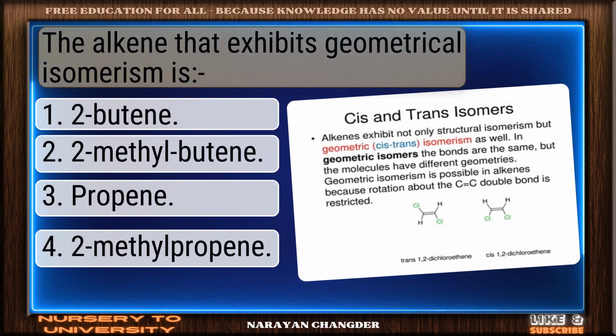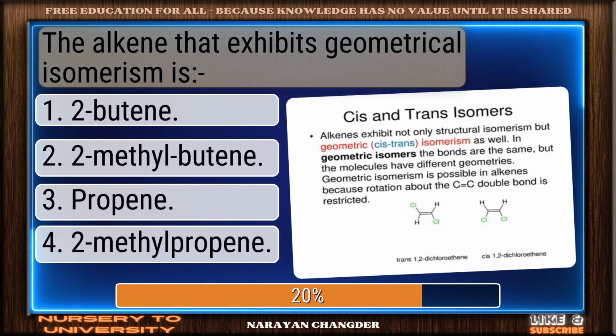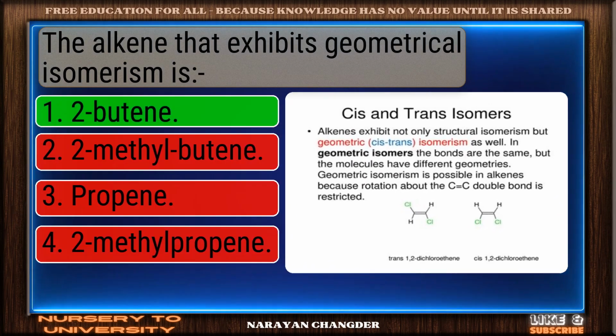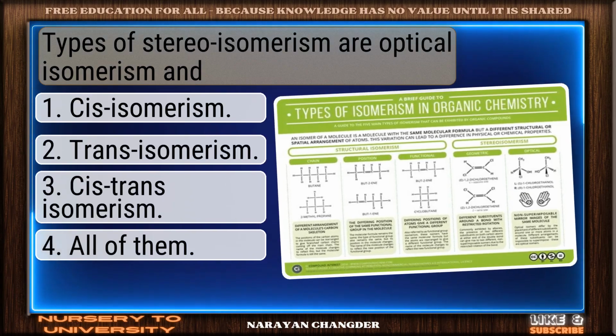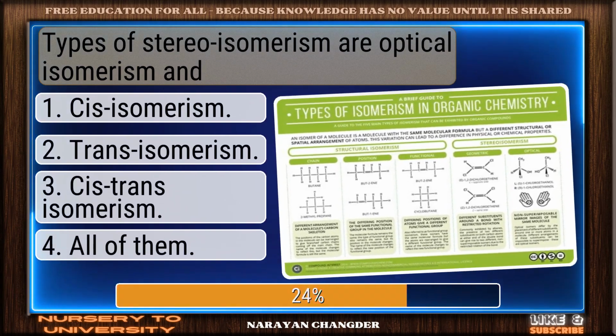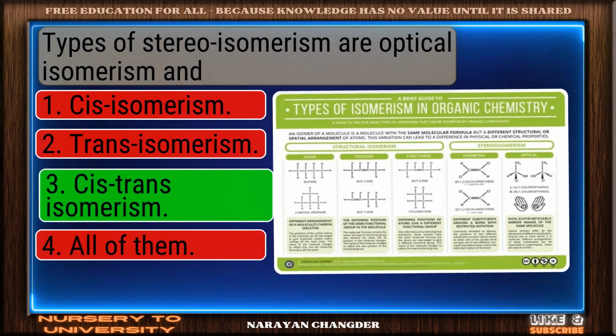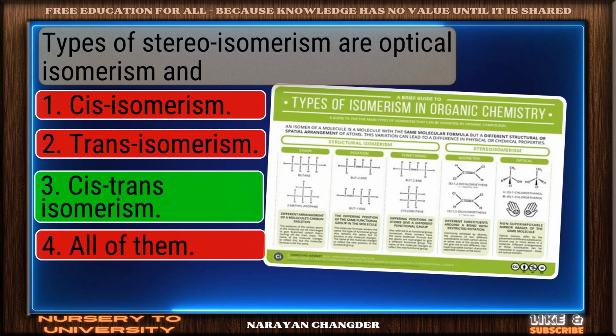The alkene that exhibits geometrical isomerism is. Solid response. 2-butene is a valid choice. Types of stereoisomerism are optical isomerism and. You got it. Your choice, cis-trans isomerism, is right.